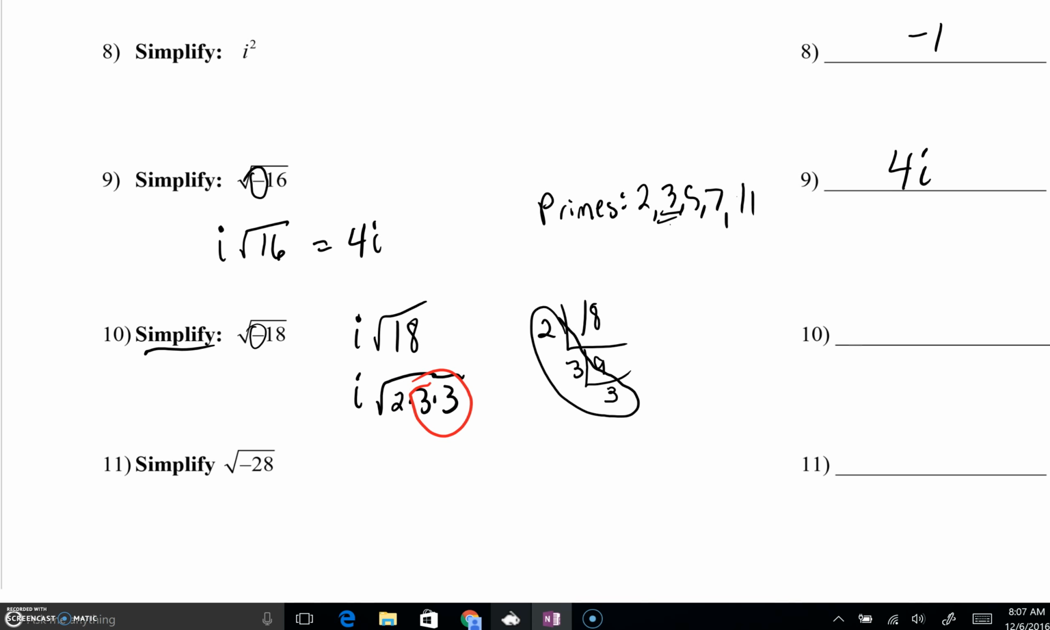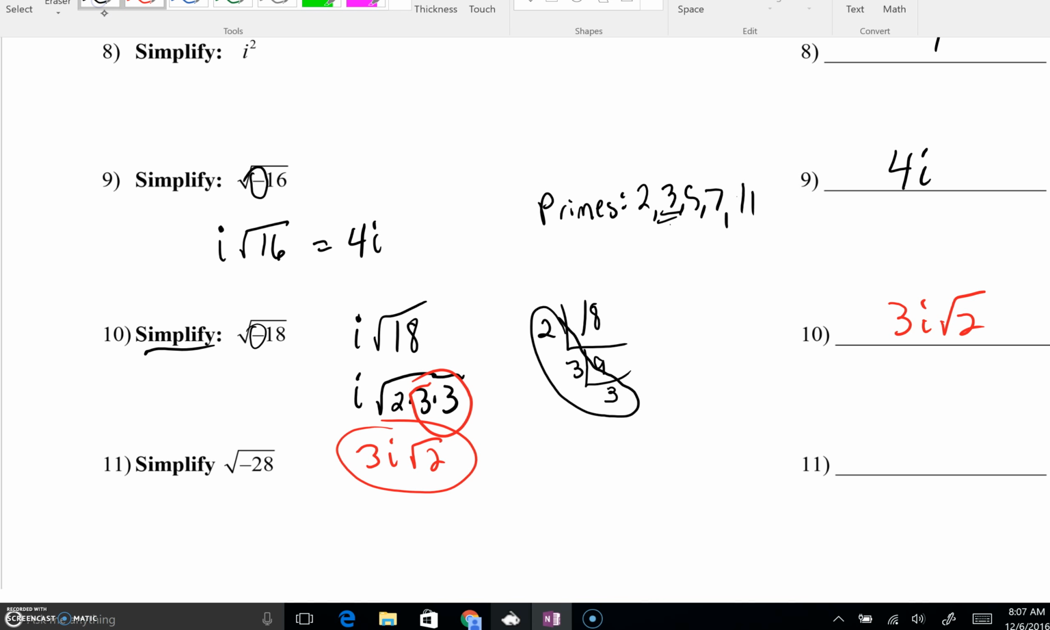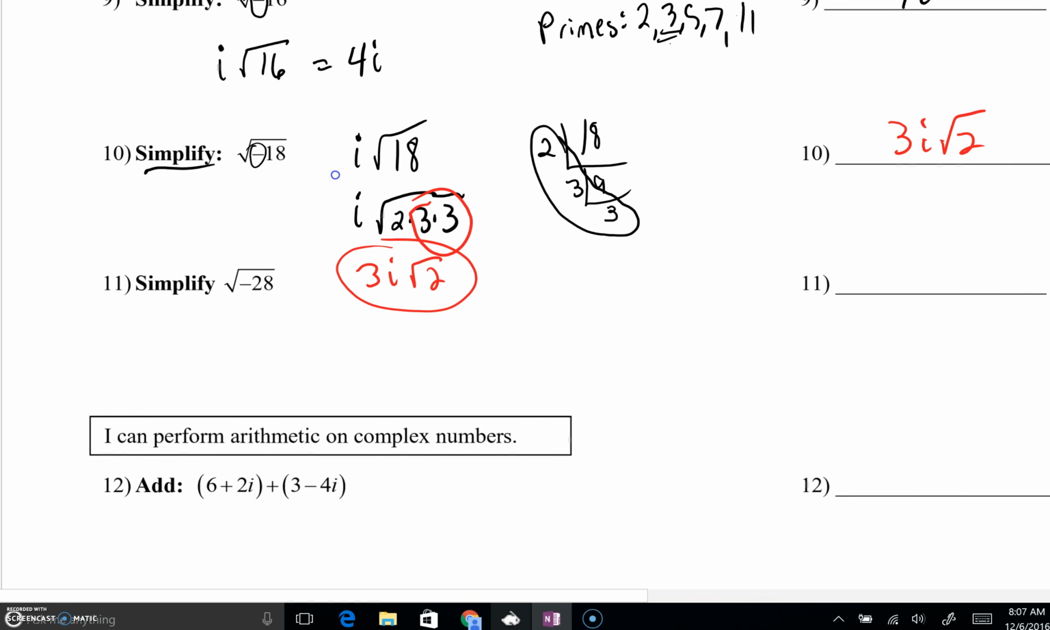And because we have 2 3s, out comes a 3, and we're left with that 2 inside. So we'll have 3i radical 2. The last one in this video is going to be number 11.